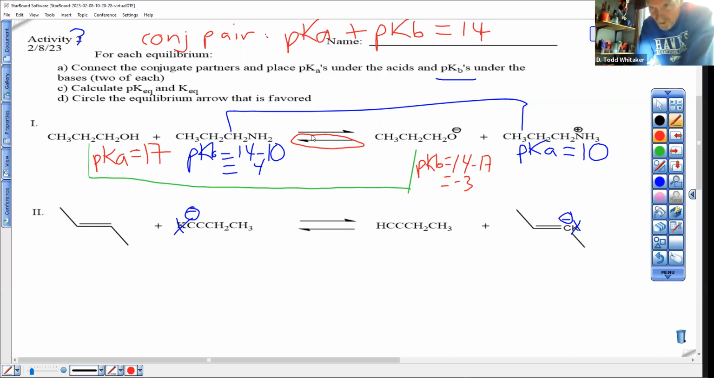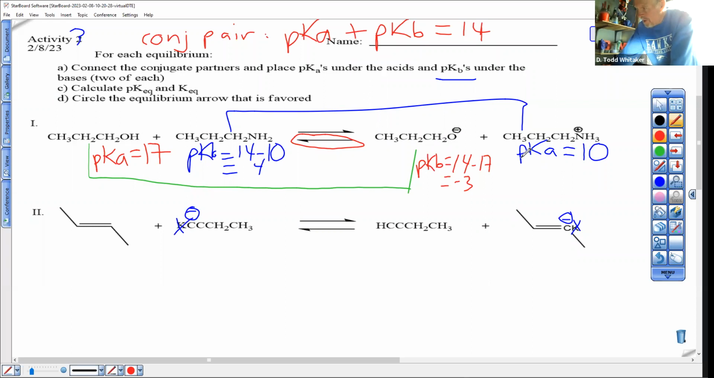But I'll tell you an easier way to pick the arrow that should be circled. And it's all based on pKa's, which you are going to put up here. That way, this is just an easy thought process. Look at the 2 pKa's. 10 on the right, 17 on the left.